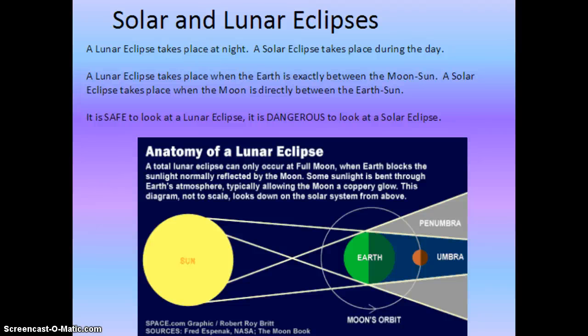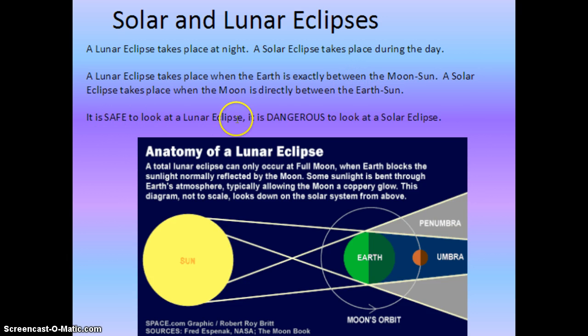This lecture we're going to look at solar and lunar eclipses. A lunar eclipse takes place at night, whereas a solar eclipse takes place during the day. It's important to realize the position of the sun, Earth, and moon before you determine what type of eclipse is taking place. A lunar eclipse takes place when the Earth is exactly between the moon and sun, and a solar eclipse takes place when the moon is directly between the Earth and sun. So the relative positioning determines what type of eclipse it'll be.